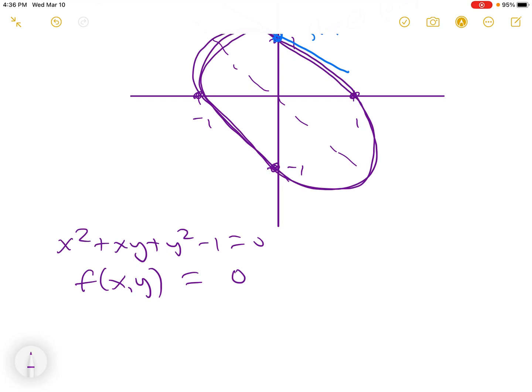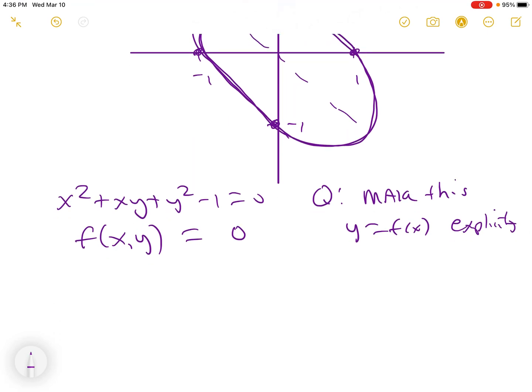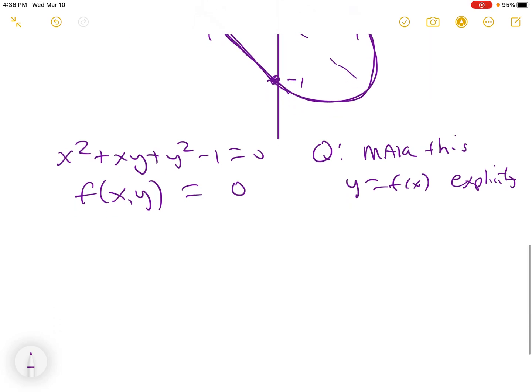So the question is, can I make this y equals f of x explicitly? Okay. Well, I'm an algebra master. I can say that after 23 years of teaching and a PhD. And so I know how to do this. I can make this happen. And I'm going to do it for you here. And again, this is in purple, and that means you're not really responsible for it.